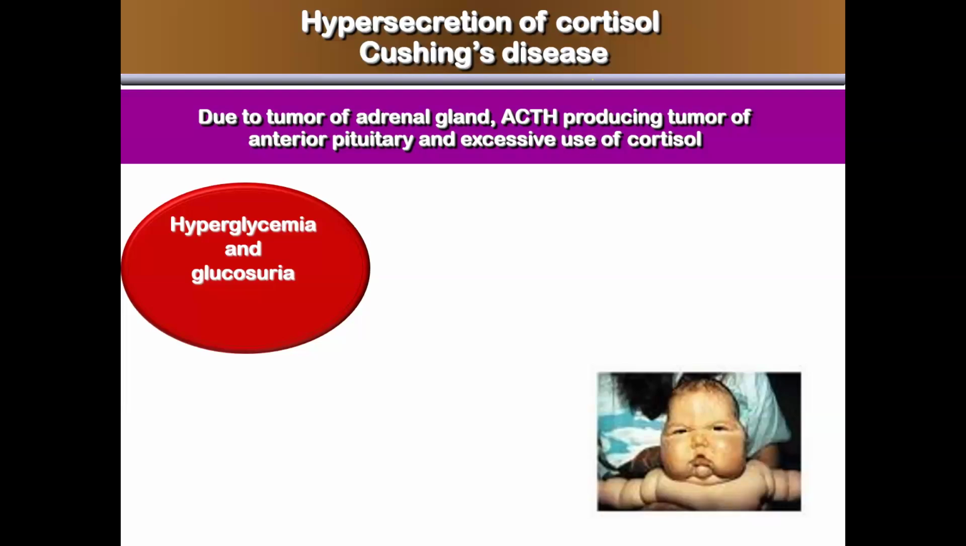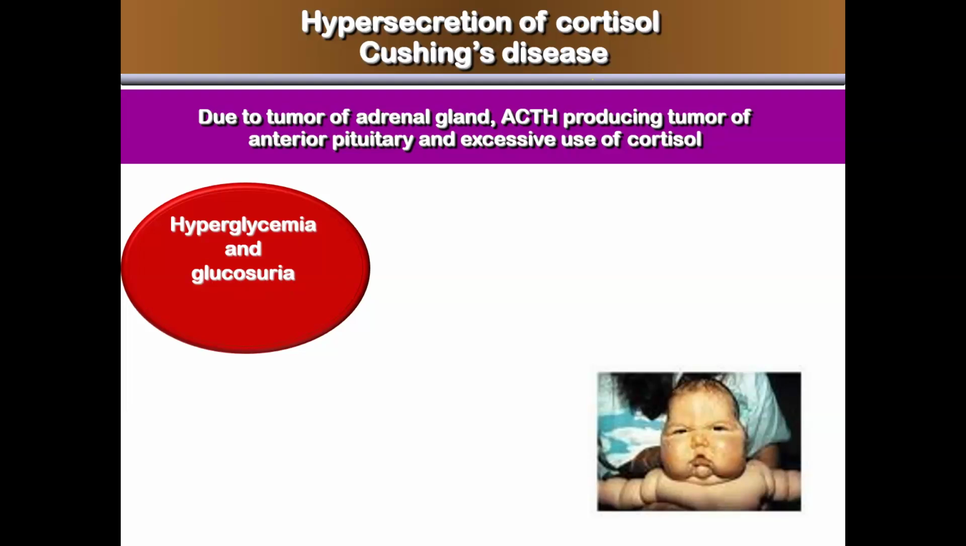If you do the urine examination in a person who is having high levels of blood glucose, for example, he's having hyperglycemia due to any reason, for example, diabetes type 1, type 2, you will be able to see that glucose is present in the urine. This is called glucosuria. So what is glucosuria? It is the presence of glucose in the urine.